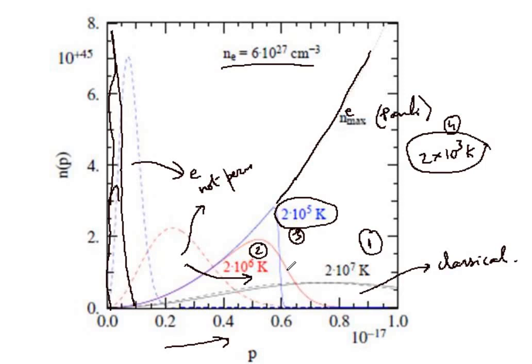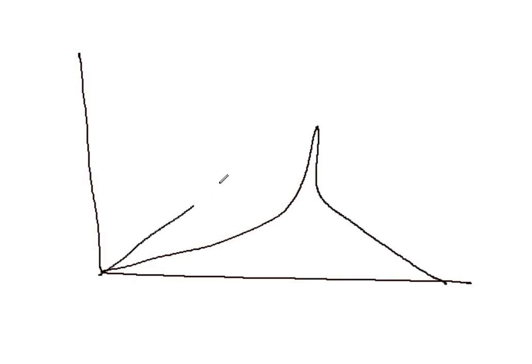So in the case of stronger degeneracy, further decrease of temperature hardly changes the momentum distribution, and as a result the electron pressure becomes nearly independent of temperature. Okay, so what is happening, you can say, is that initially it was like this, slowly it becomes like this.